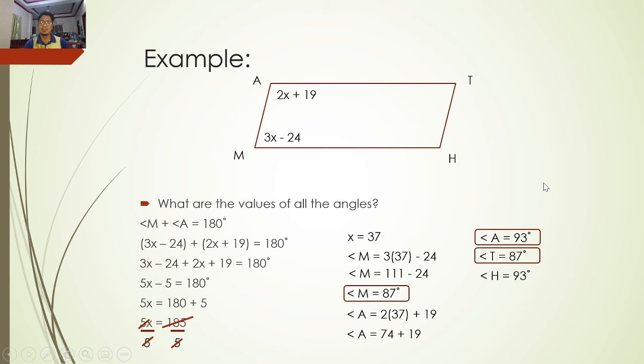Okay. So, let's continue. Angle T, dahil kaparehas lang din siya ng angle M, 87 degrees, at yung angle H, kaparehas ng angle A, 93 degrees. Bakit nga sila parehas? Opposite angles are equal.